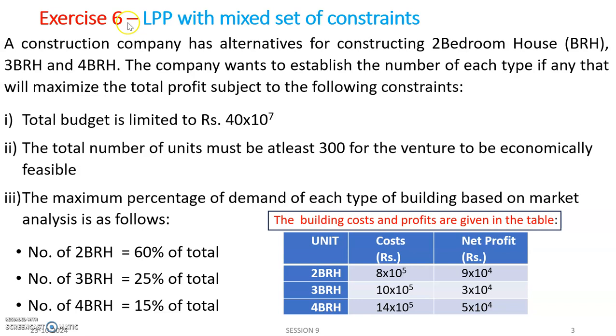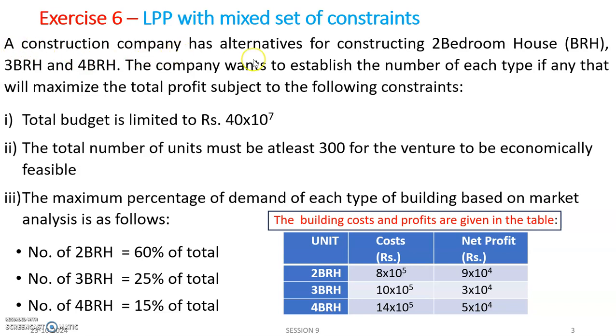Now we'll move on to another interesting example, which is a problem with a mixed set of constraints. So far, in the 5 problems that we have seen in formulation, the constraints were only less than equal to or only greater than equal to. And so far, we have not seen any equal to type of constraints in the examples. But in this problem, we will have constraints of all 3 types. So let's go to the problem.